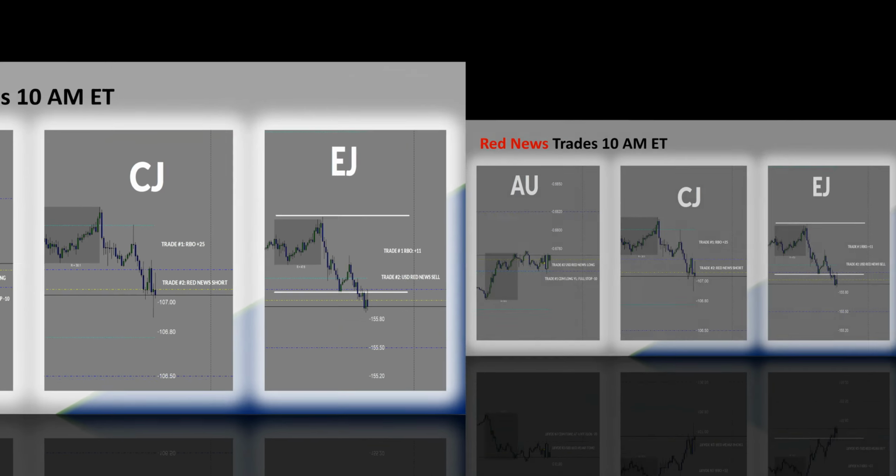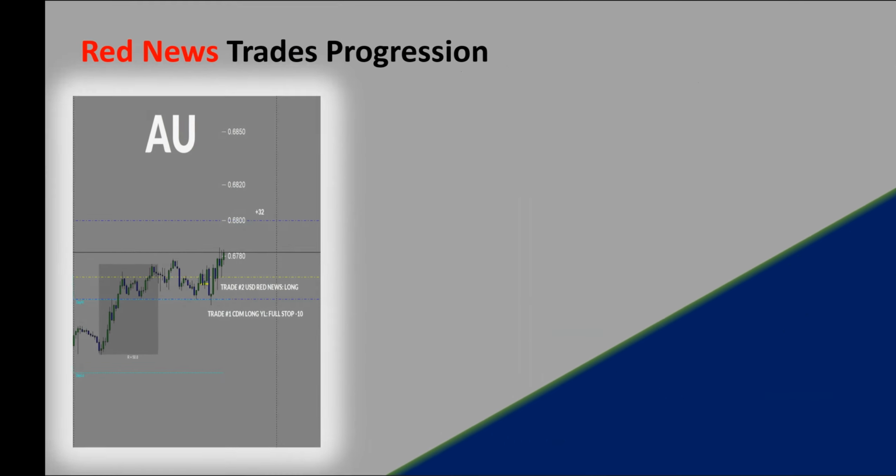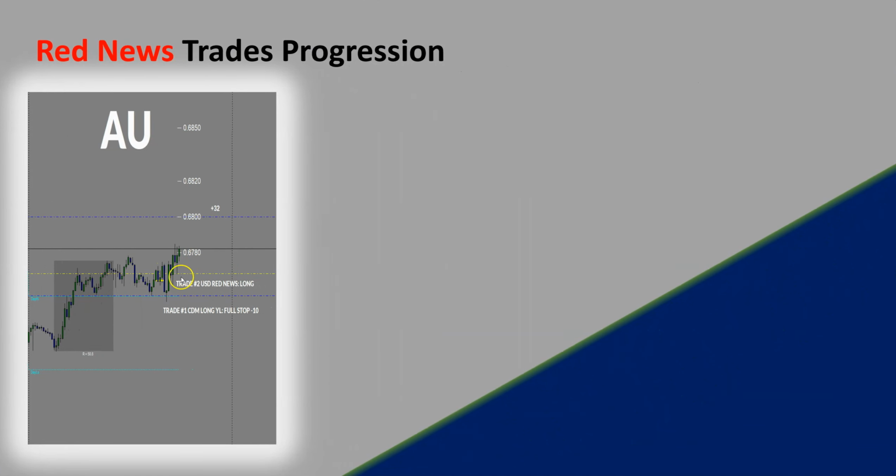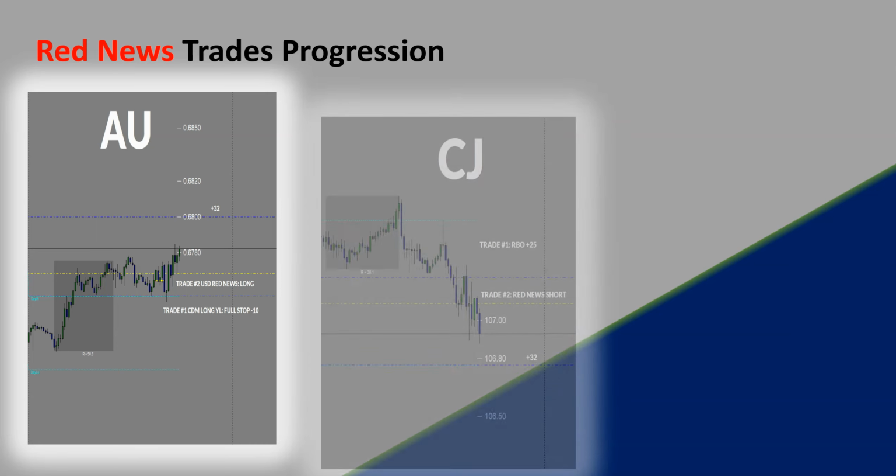Now let's take a look at the progression and the outcome of these trades. So remember the AU, I get long right in here on that red news trade, and I'm targeting up here at 68.00. It's a 32 pip trade. I had moved this down because 68.20 was too high up and time was obviously moving on. It had been almost an hour since I'd been in that trade.